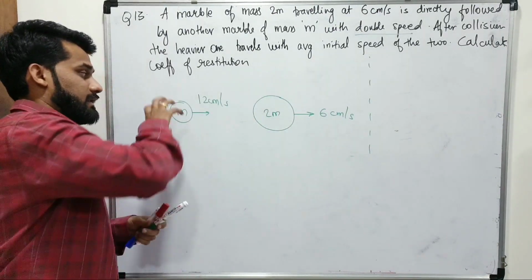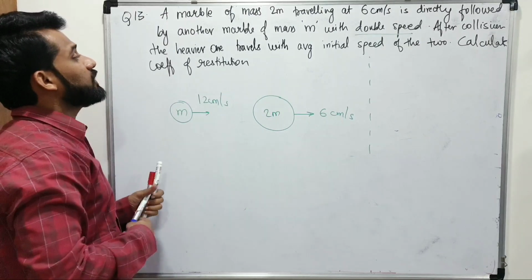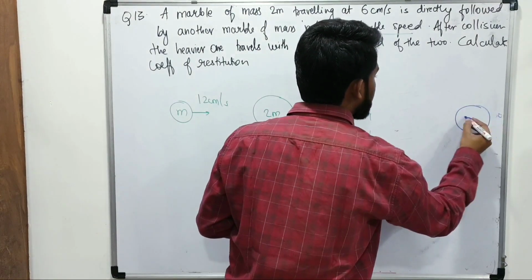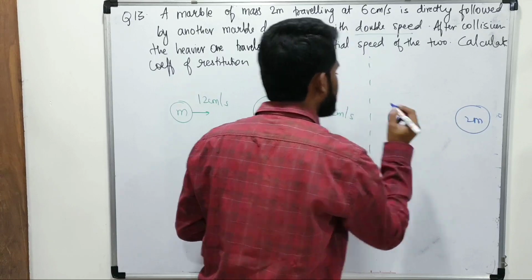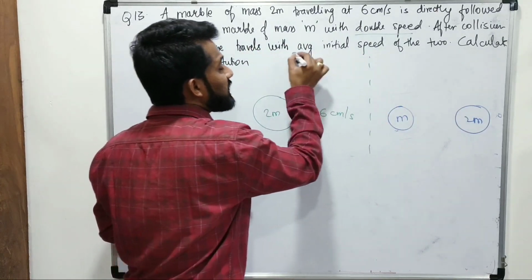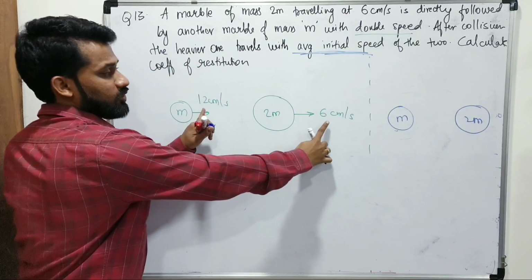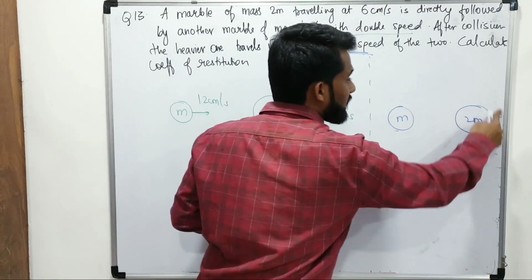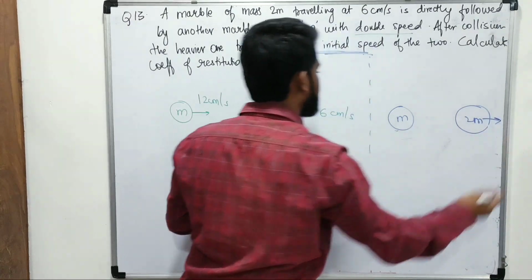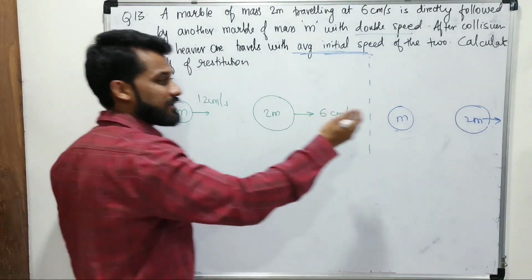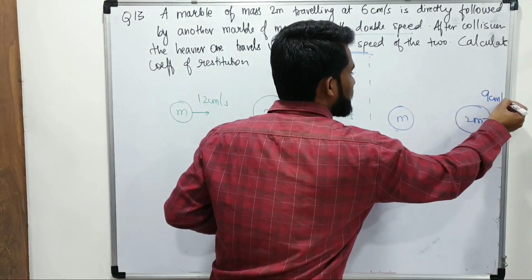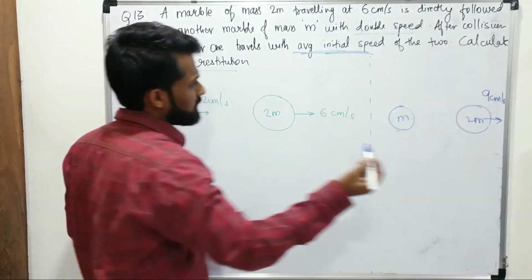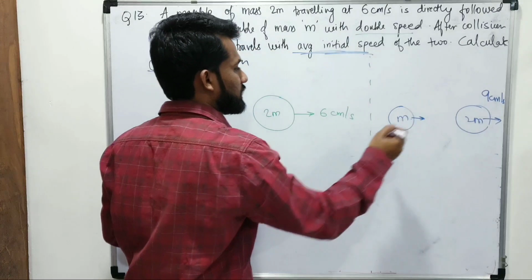Second one, m will collide with 2m, and after collision the heavier one travels with the average of the initial speeds. इन दोनों का average, 6 and 12 का average speed से this will travel. 12 का average is 9. This will travel with 9. Calculate coefficient of restitution. So first we have to calculate किसका speed क्या होगा, right?